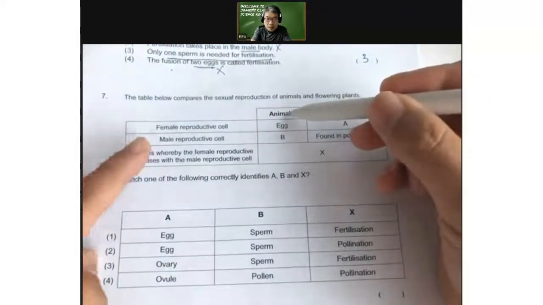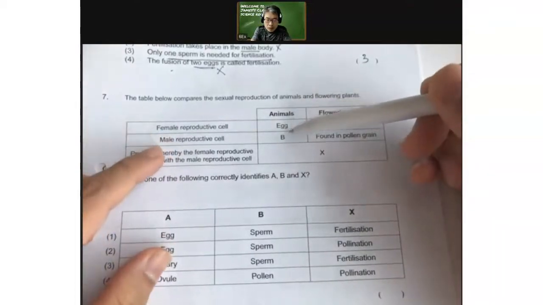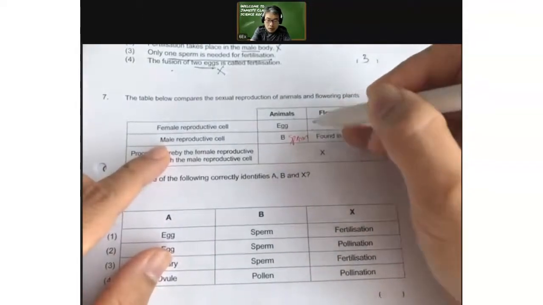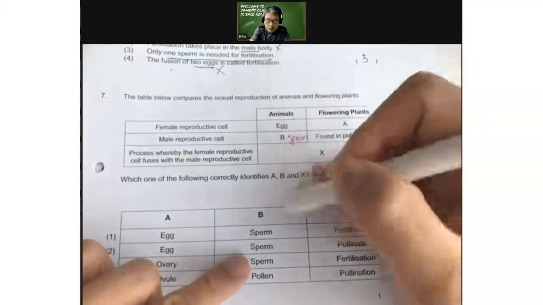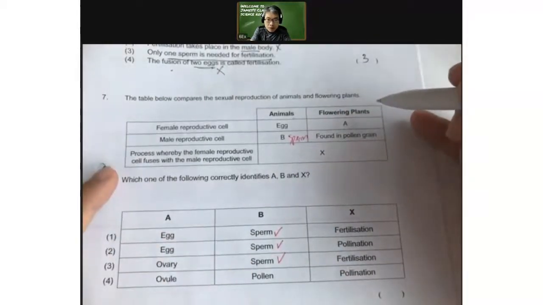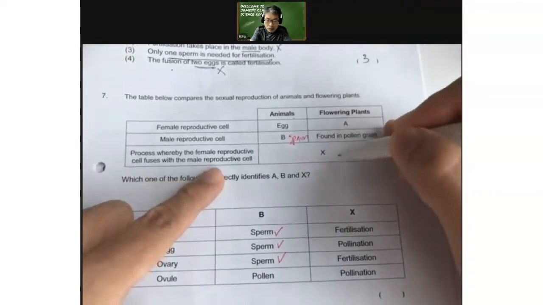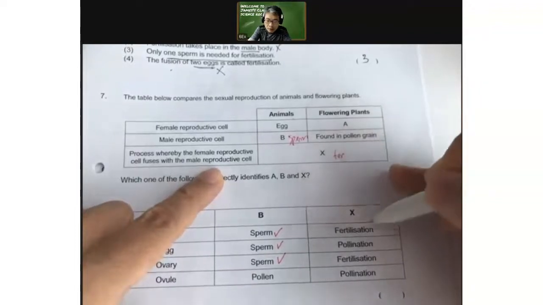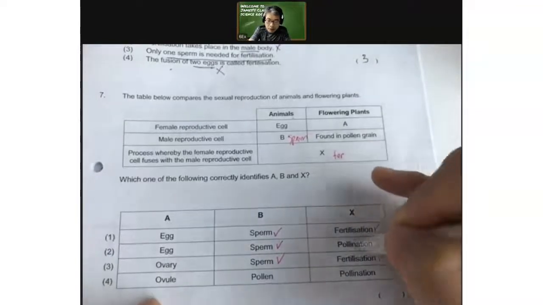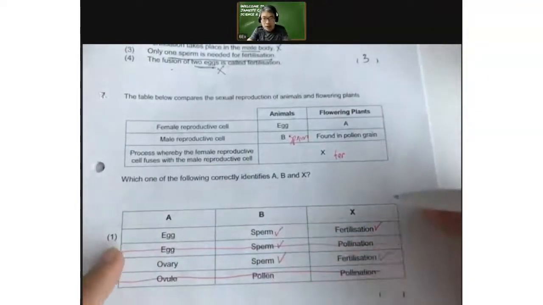The animal reproductive cell is called the egg. The male reproductive cell will be called the sperm. So for B here, it will be either 1, 2, or 3. Now the process where the female reproductive cell fuses with the male reproductive cell is called fertilization. And that will be option either 1 or 3. So option 2 is already struck out. Option 4, of course, is already out. Now you're left with 1 or 3.